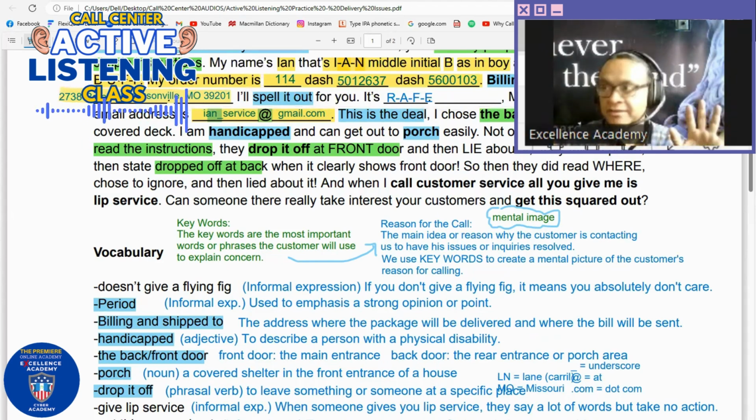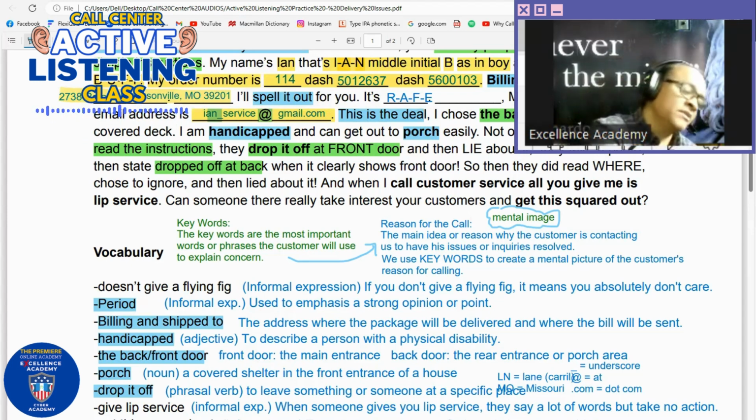They say, no, we left it at the front door, but they left it at the back door. And that's why they lie. They take a photo, right? They take a photograph because that's what drivers do. They leave a package and they take a photo, just like evidence that they delivered it, and state dropped off at back when it clearly says front door.